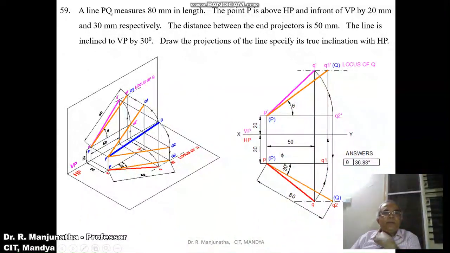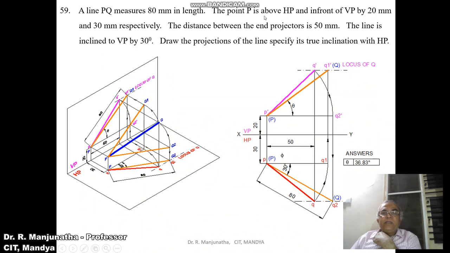A line PQ measures 80 mm in length. The point P is above HP and in front of VP by 20 mm and 30 mm respectively. The distance between the end projectors is 50 mm. The line is inclined to VP at 30 degrees. Draw the projections of the line and specify its true inclination with HP.